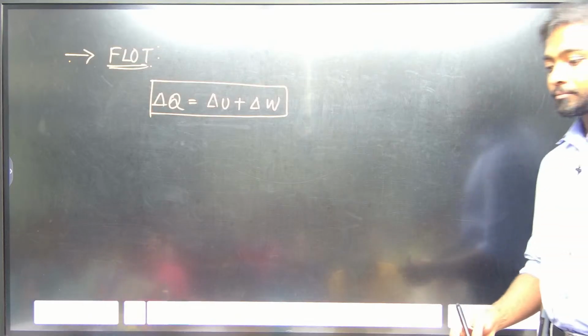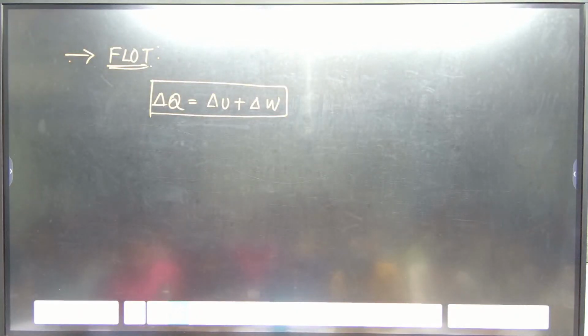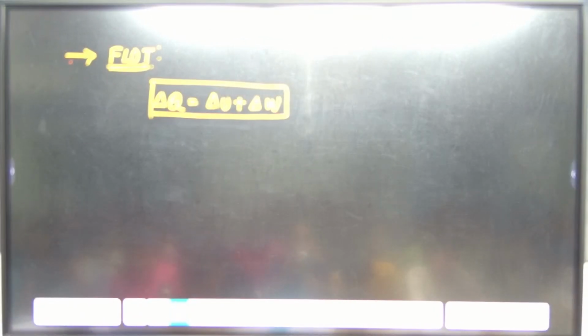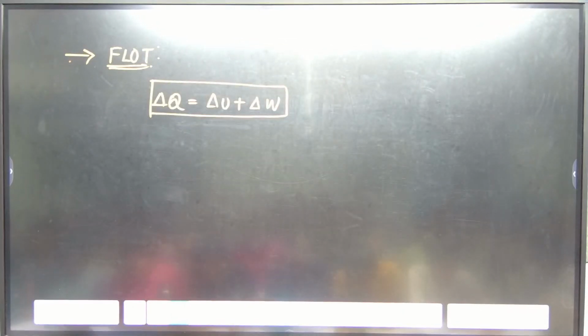Okay, write down the question. 60 calories of heat is supplied in the system when 40 joules of work is done on the gas, then find delta U, that is the internal energy.